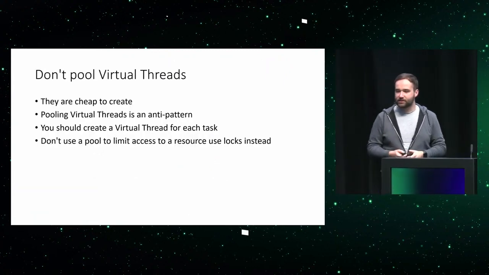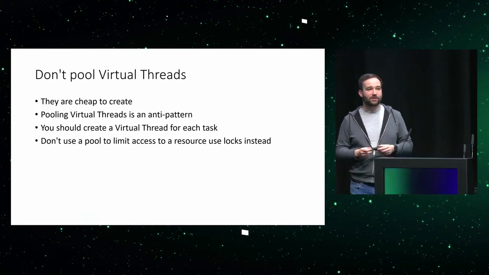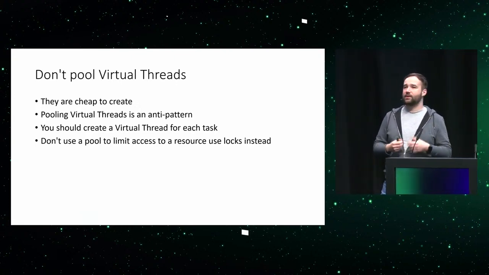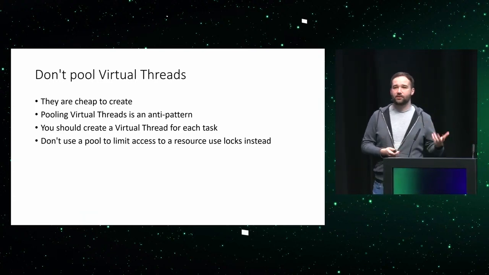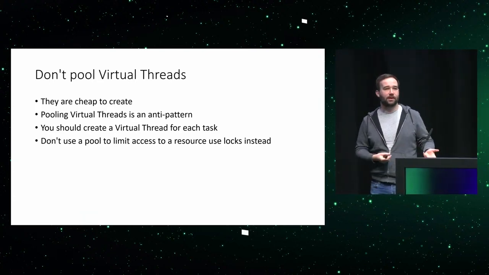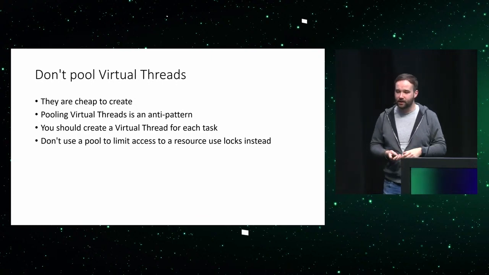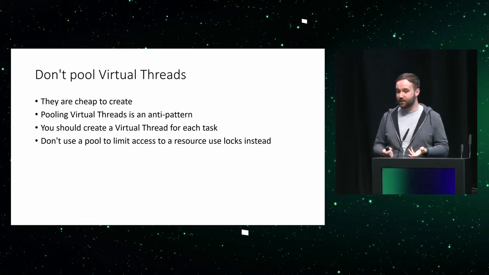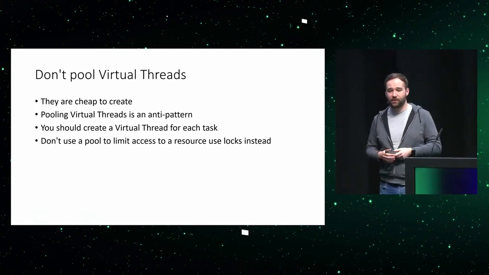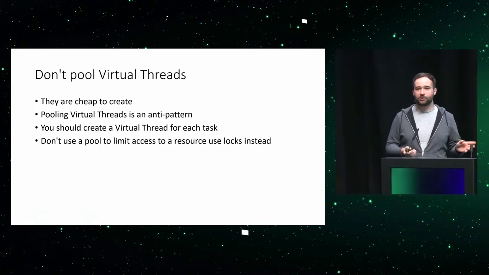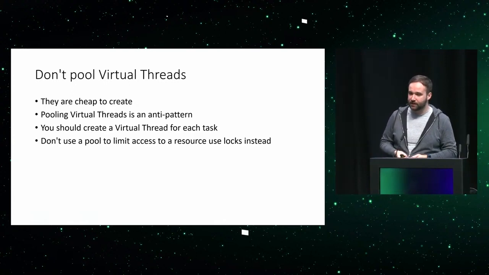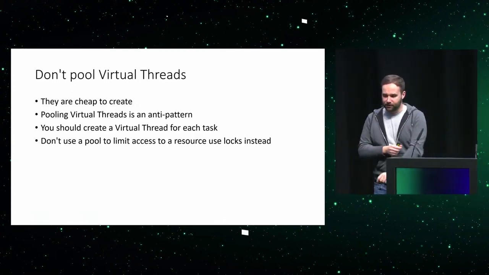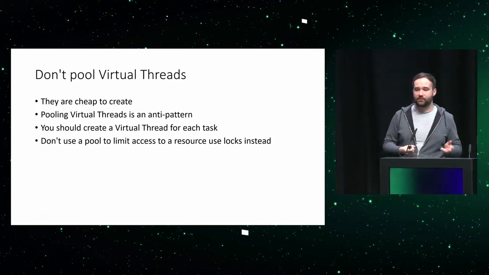And the last thing is, don't pool virtual threads. They are very cheap to create. So pooling virtual threads really now is an anti-pattern. With the old platform threads, we would want to pool them because they are very expensive to create. But with the virtual threads, they are that cheap. They are really so cheap that you shouldn't be pooling them and just create them right on the spot where you need them to. So that gives you a really thread-per-task model, because then you can create a thread for each task that you have.